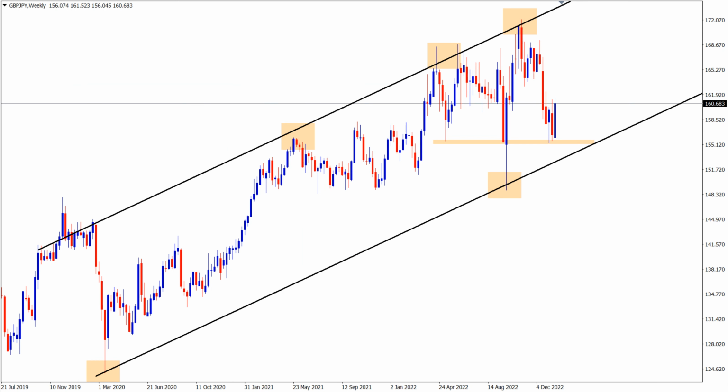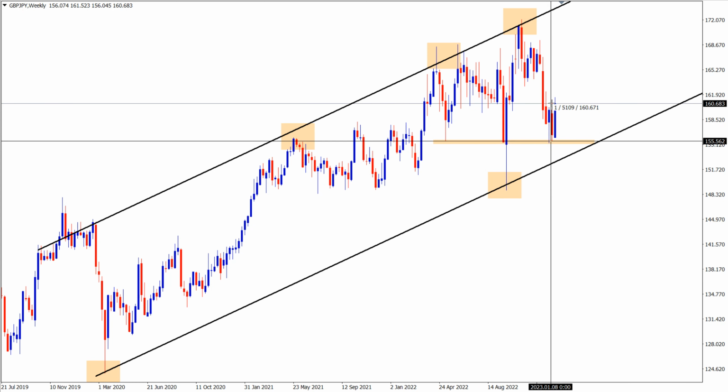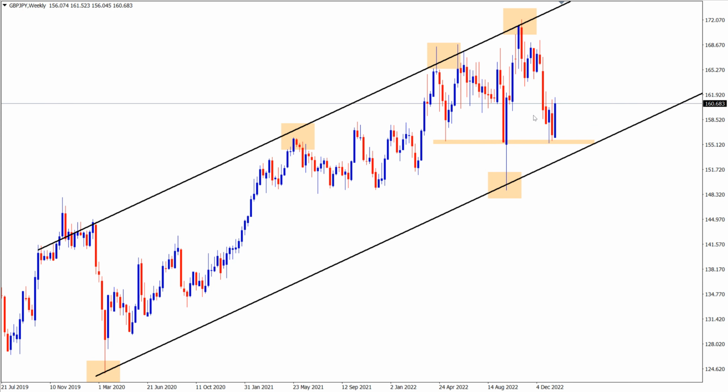And let's go to pound Japanese yen. Pound Japanese yen is in a strong uptrend as per the weekly time frame chart, and it reached the support level exactly, and it rebounded once, and a second time. So pound Japanese yen is still in an uptrend. Right now it's in a consolidation mode.